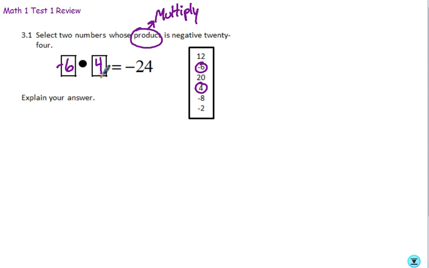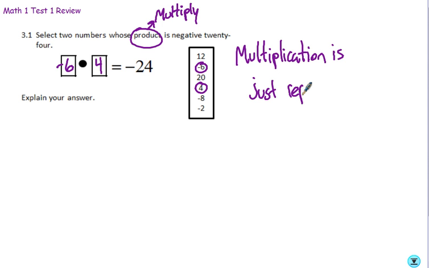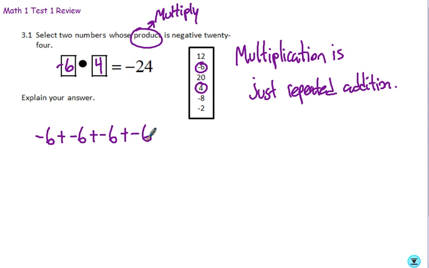Well, one thing to remember here is that multiplication is really a shortcut. It's a shortcut for repeated addition. And so let me show you real quick what I mean by that. Negative 6 times 4 means take negative 6 and add it 4 times. Or another way to think of that is that you have 4 groups of negative 6.